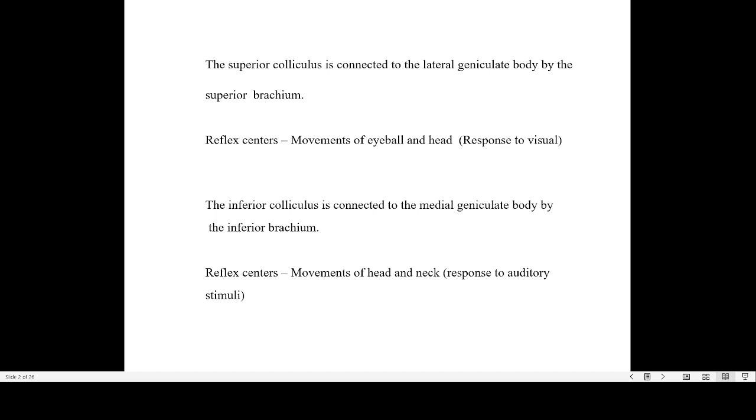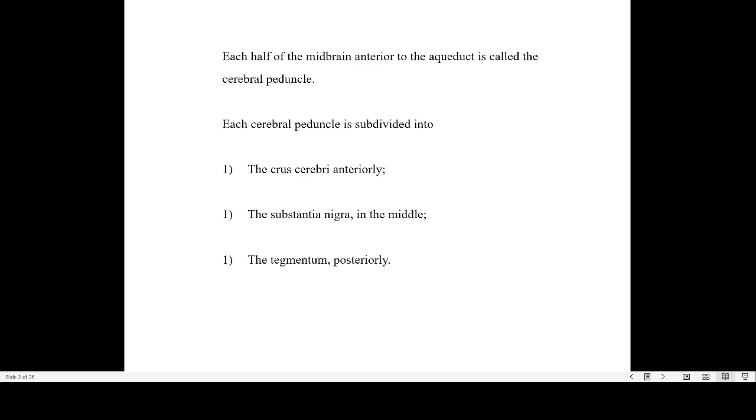So we remember these colliculi, superior and inferior. The superior colliculus is the reflex center for the movement of the eyeball and head, and the inferior colliculus is responsible for the movement of the head and neck in response to auditory stimuli. That is the point you have to remember.